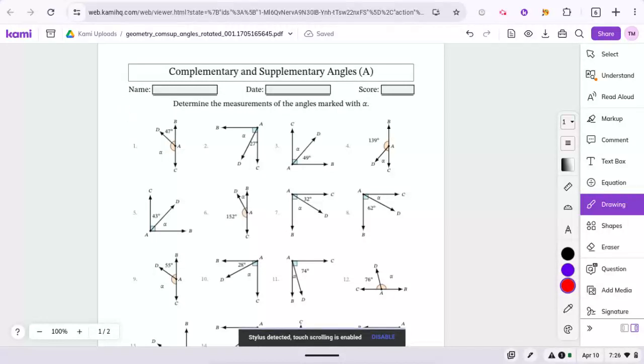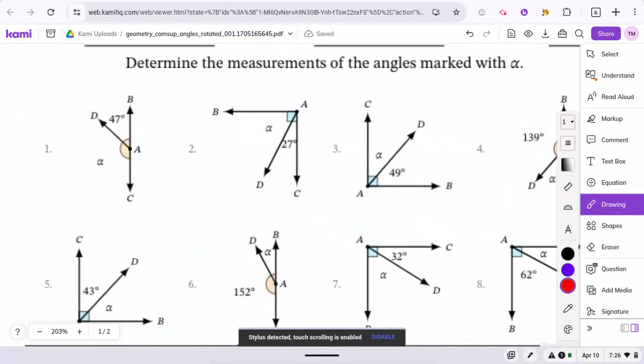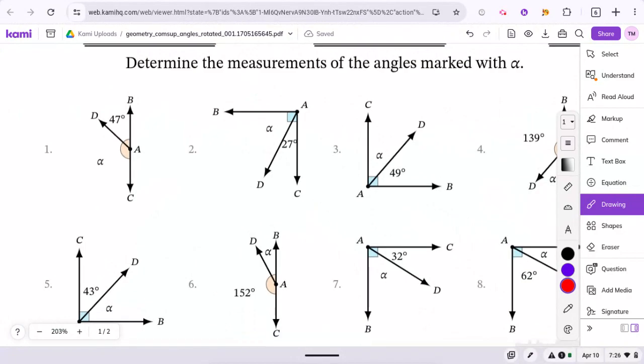Okay, this is a review of finding different angles. The first one gives you the angles, and you need to find the missing one. So remember, this straight line is 180 degrees. These angles would be supplementary. So the angle of 47 plus this angle would equal 180 degrees.